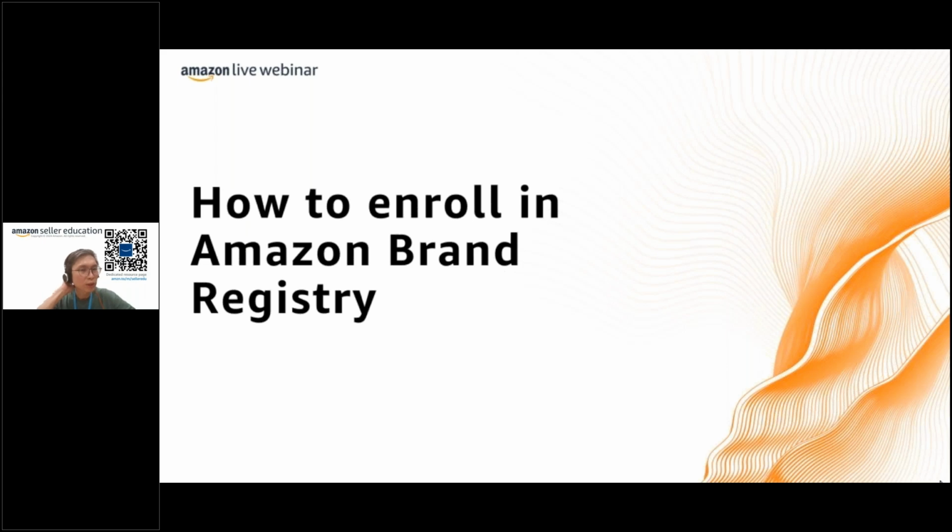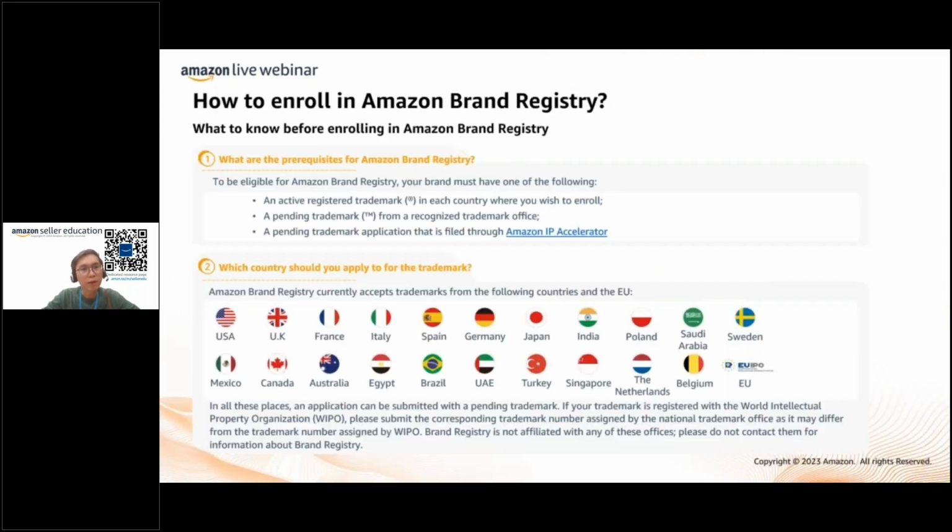Now I'm going to go through the step by step of how to enroll into Amazon Brand Registry. First of all, like I mentioned, you need to have a trademark. You need to register your trademark in your respective local trademark office. These are currently the countries with local trademark offices that are accepted into Amazon Brand Registry, to apply using a trademark from these offices, as you can see.